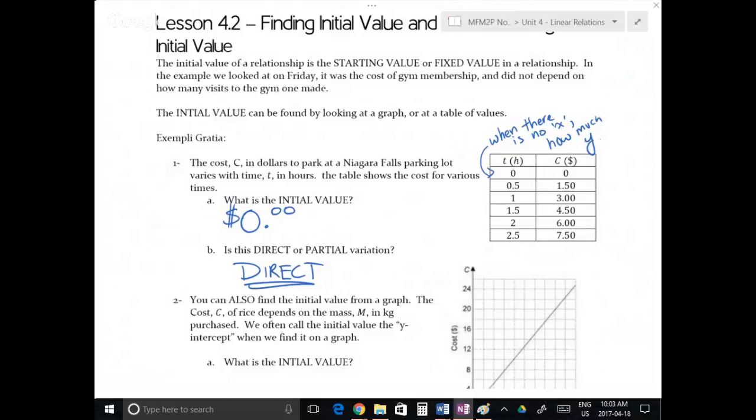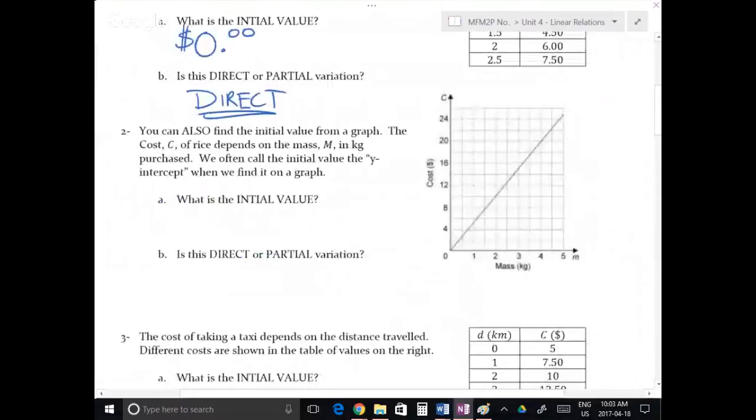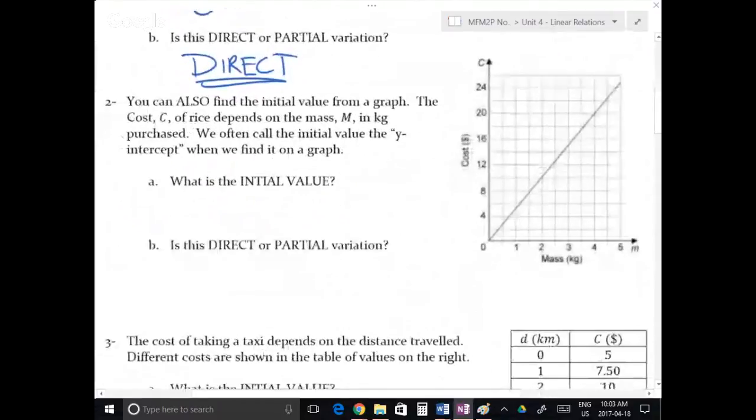Okay, so that one should be nice and easy. That's my only question. Let's look at the next one. Here we have the cost of rice depending on the mass in kilograms that you buy. How do we know that? Because we didn't have a table this time. How did we know that? Because of the line, or what do we call that line?